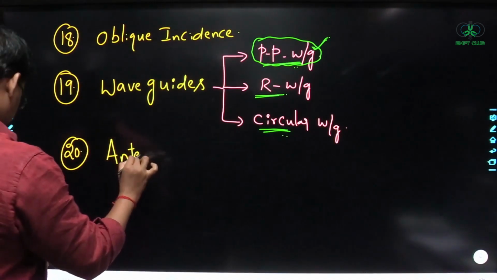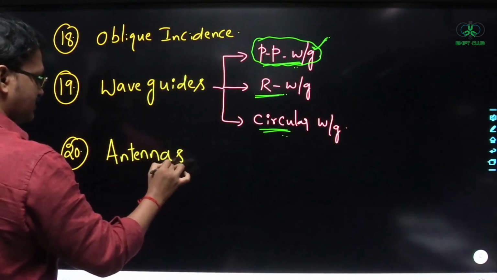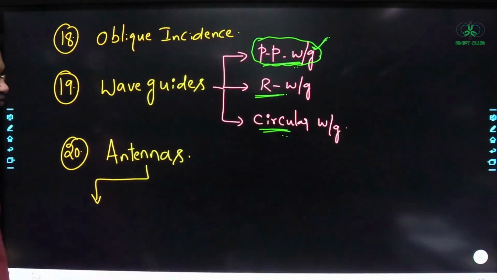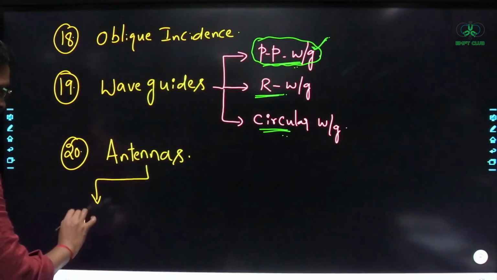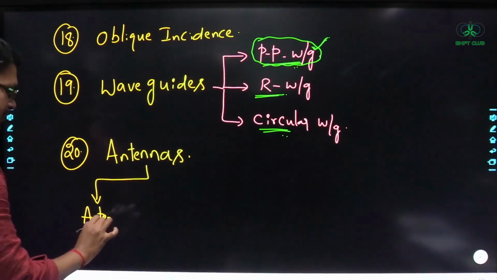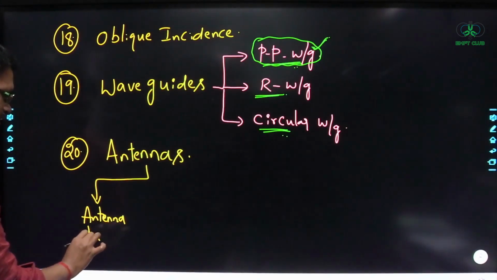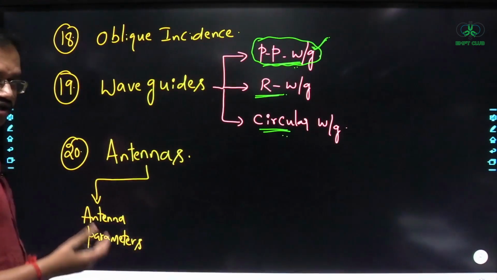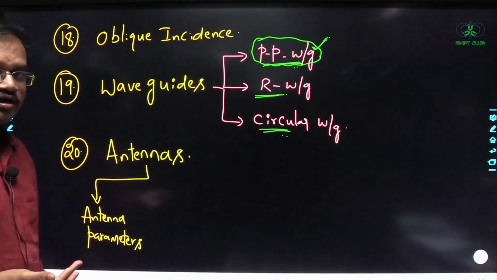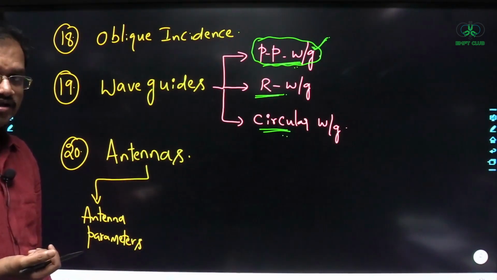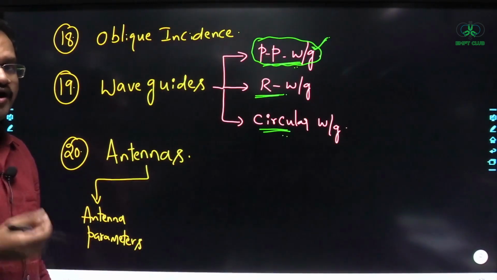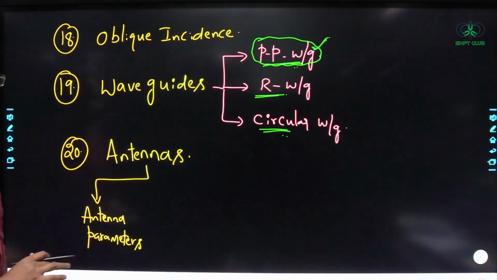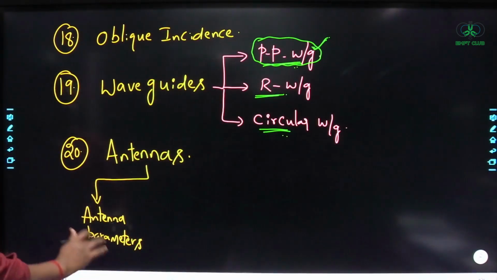antennas, right? So in antennas, what are the topics that we are going to cover? We are going to cover antenna parameters, like gain of the antenna, directivity of the antenna, polarization loss factor of the antenna, effective aperture of the antenna, efficiency of the antenna. All these parameters we call as what? Antenna parameters.